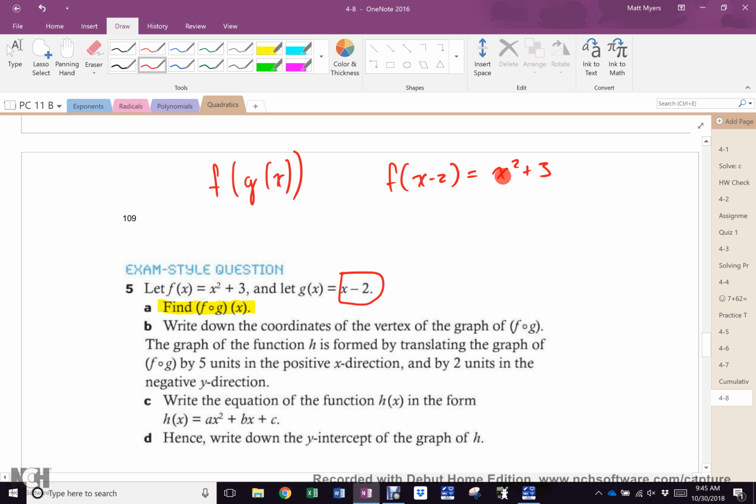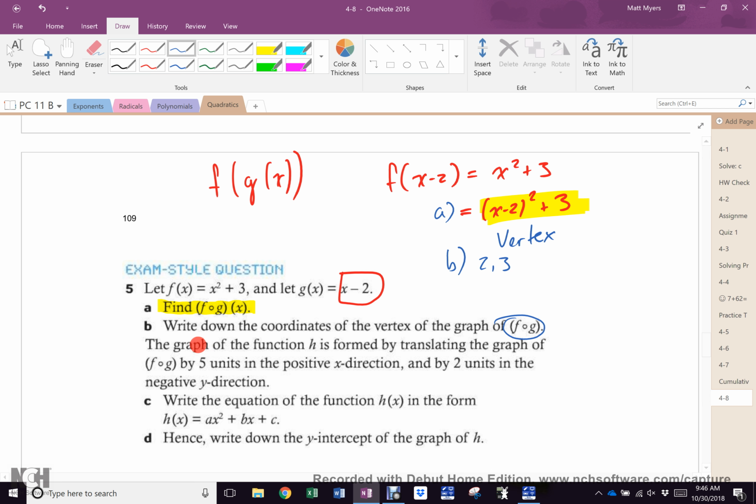Now that looks awfully like what form? Vertex form. It looks so much like vertex form that it indeed is vertex form. So now you can tell me the coordinates of the vertex of this. What is it? So that's A answered right there. B, what is this vertex? He waited patiently. 2, 3. Everybody good?